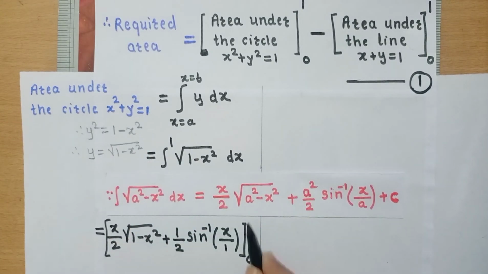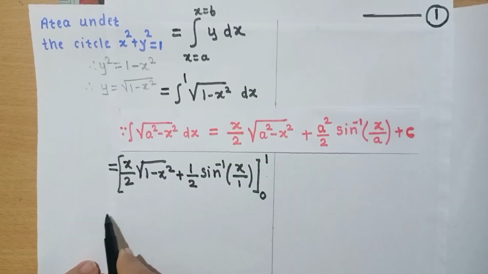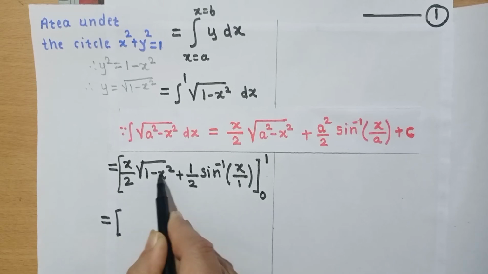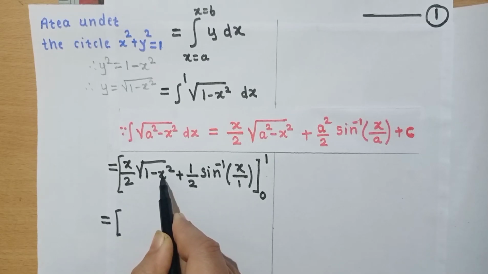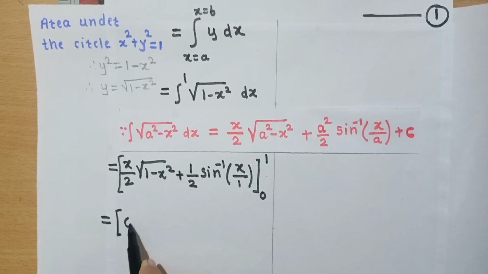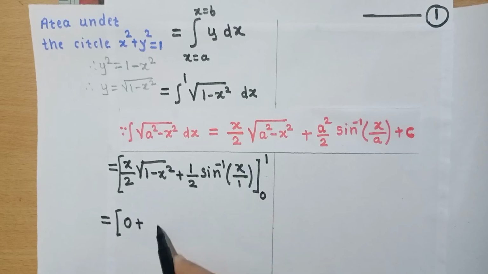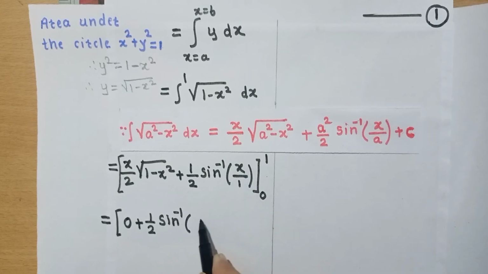So here we will write 0 to 1. First we will substitute this upper limit, and so again this is equal to, if we substitute x equal to 1, 1 square is 1, 1 minus 1 is 0, so here 0. And here if we substitute 1, we have 1 upon 2 sine inverse of 1 upon 1, which is simply 1.